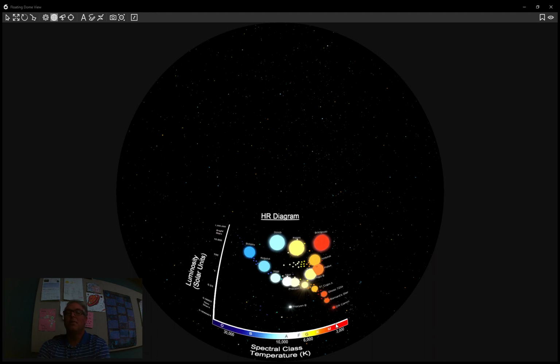So, again, it's just an oddball. Most of them are along the main sequence, but a star like Betelgeuse doesn't follow that same pattern. Okay, so we have exceptions to the rule, and that's what Hertzsprung and Russell figured out.